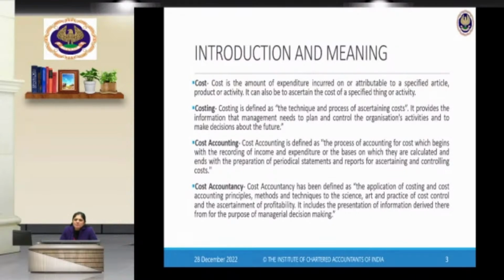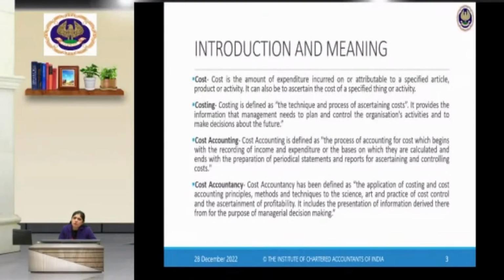It provides the information that management needs to plan and control all organizations' activities and make decisions about the future. So basically, costing gives a whole lot of information to the management about the cost of the product or the service or any department or any job or any contract or whatsoever. So costing is basically a technique that is going to give a lot of information to the management for decision making, right?